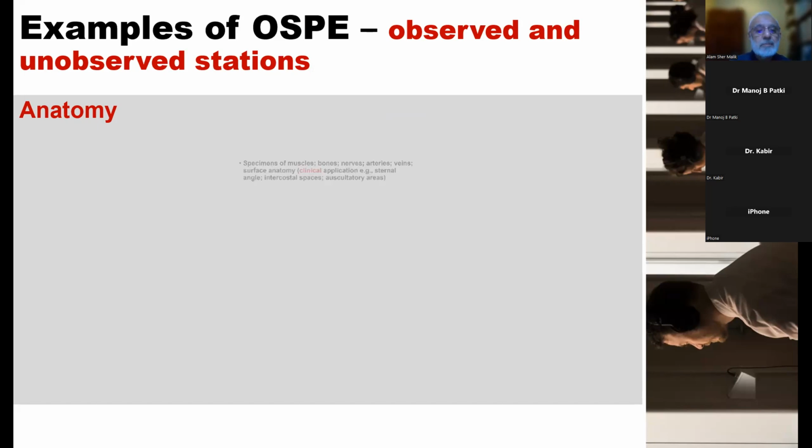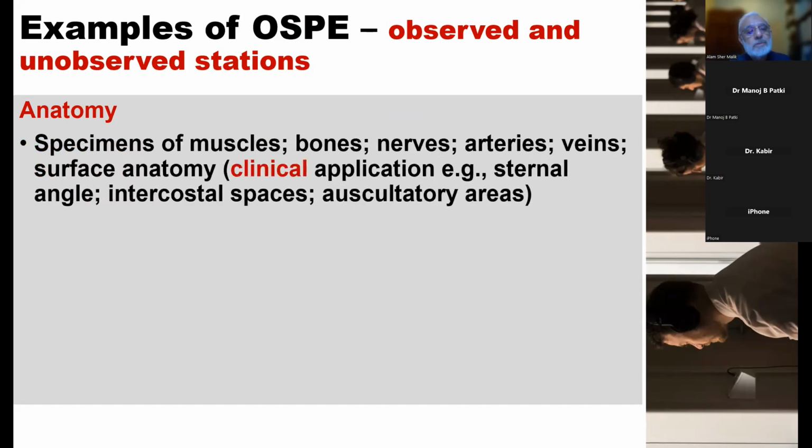Now, for example, in anatomy, we can use the specimens of muscles, bones, nerves, arteries, veins, or we can have the surface anatomy, whether on mannequins or on standardized patients. For example, using surface anatomy to assess the clinical application. For example, asking students to identify the sternal angle, or count the intercostal spaces, or identify the auscultatory areas. These are a few examples.